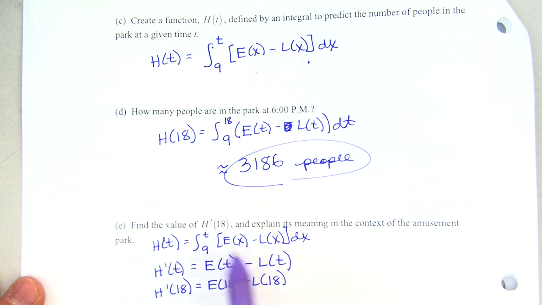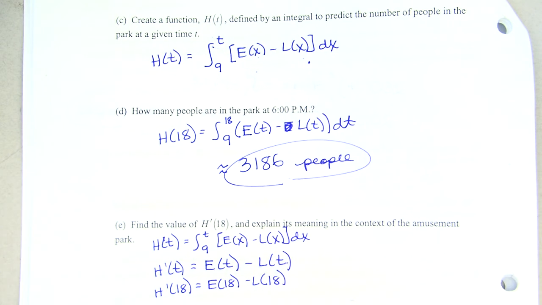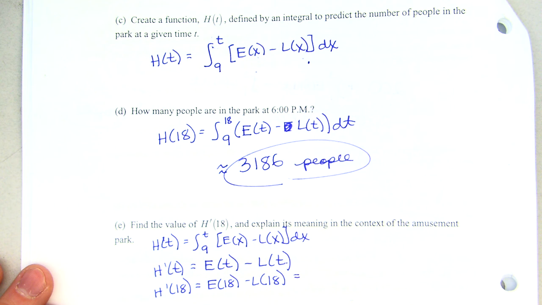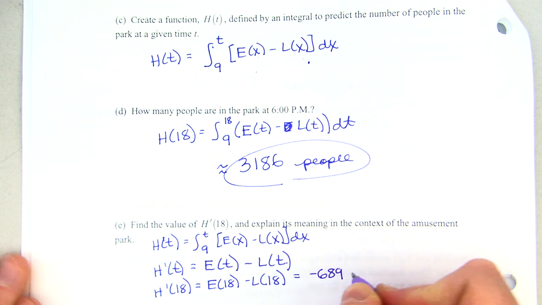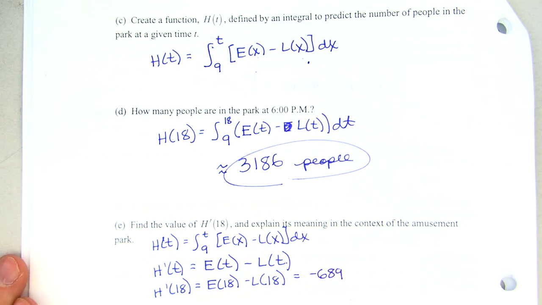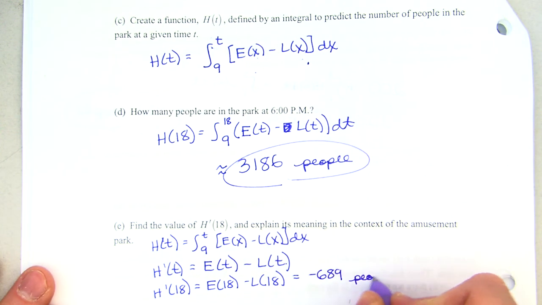Then it's like you plug in the t where the t was. That's another reason I changed it to x's, just because it looks kind of weird to plug in t where t is. Answer? Negative 689 people per hour. Yes. I might as well add that in.